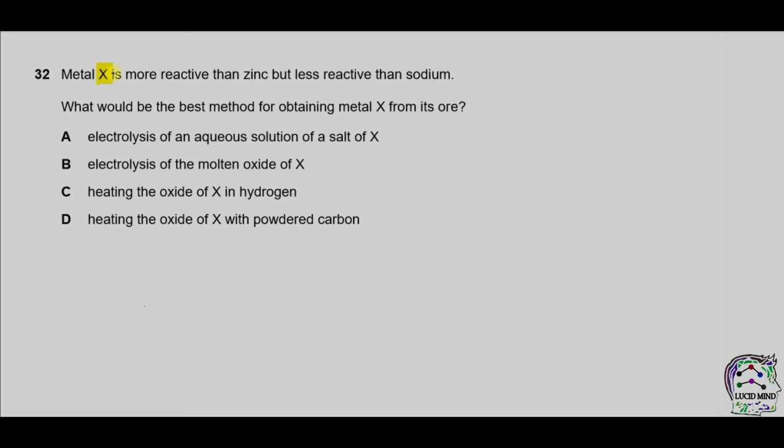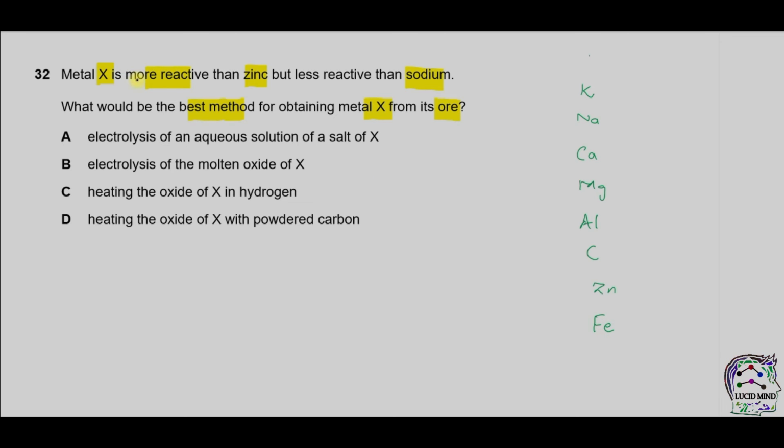Question 32. Metal X is more reactive than zinc but less reactive than sodium. What would be the best method for obtaining metal X from its oxide? For this, you should remember the reactivity series of metals. We have potassium, sodium, calcium, magnesium, aluminum, carbon, zinc, iron, and so on.